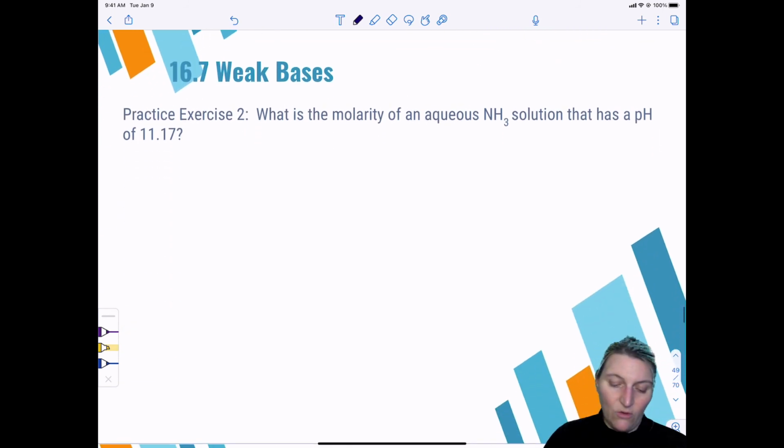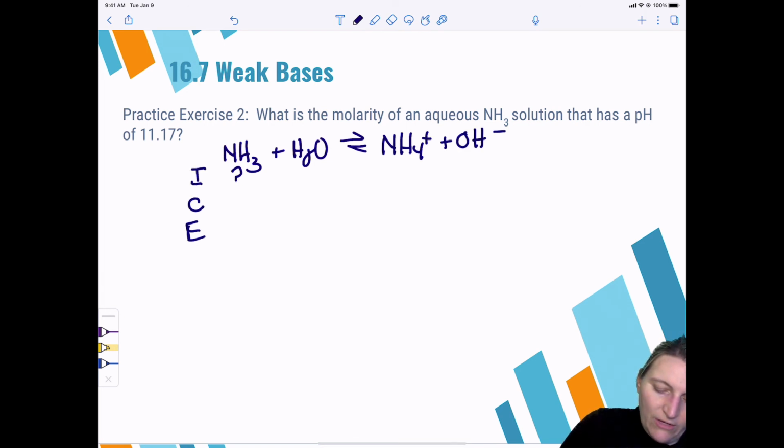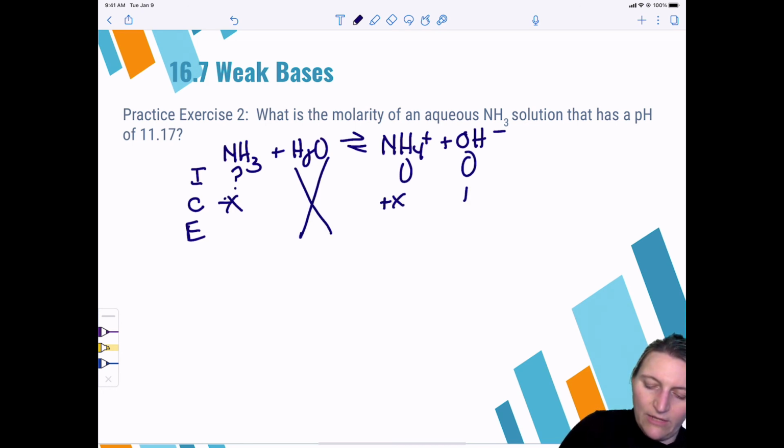And the very last question, what is the molarity of an aqueous solution of ammonia that has a pH of 11.17? This is the exact same problem that you just did. So maybe pause it and then try and see if you can figure out the answer. So I'm going to take that NH3, react it with water. What does it make? NH4 plus and OH minus. My initial NH3 concentration, I don't know. These guys start out as 0, minus X plus X plus X. This X is negligible when compared with the starting concentration.